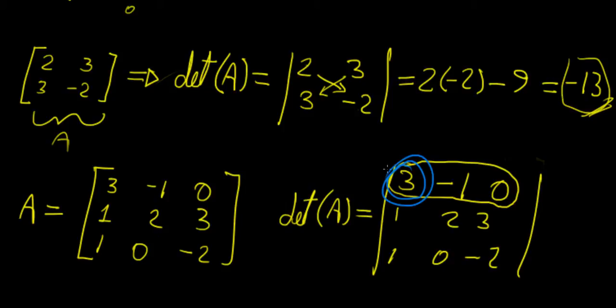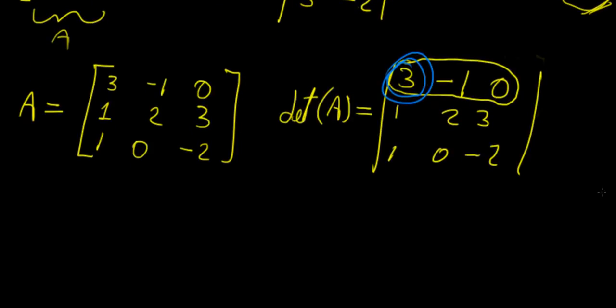So we're going to take the first element, and basically we're going to block the row and the column that it belongs to. So it belongs to the first column, so we're going to block that, and then the first row, we're going to block that. And what we're going to do with this is we are going to multiply this 3.